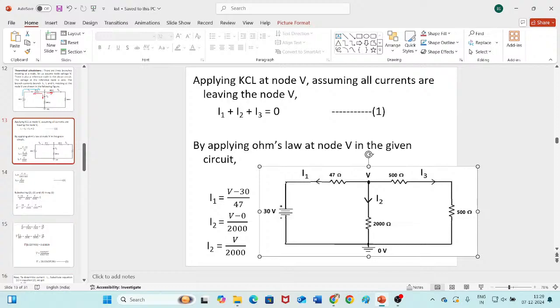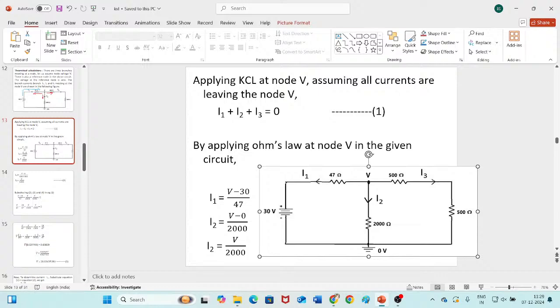So if you see here, how many currents are there? 3 branches. Since there are 3 branches, 3 branch currents will be there, I1, I2, I3. So what is I1's value? According to Ohm's law, I is equal to V by R. What is R? I is flowing through 47 ohms.